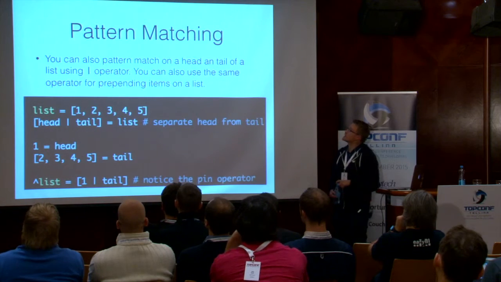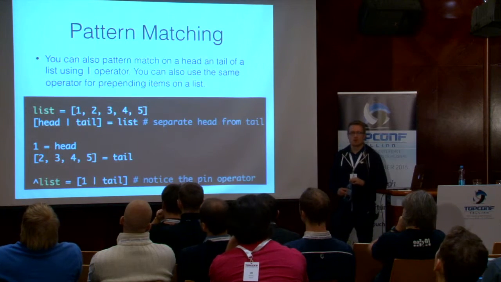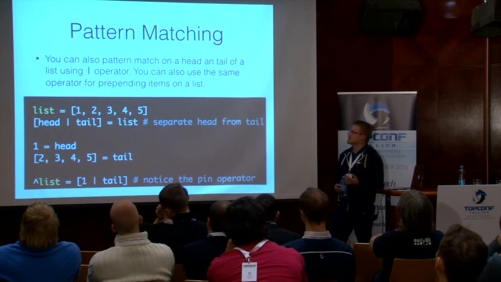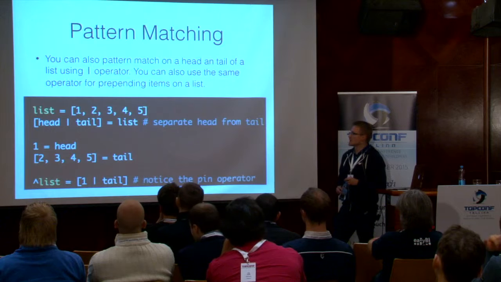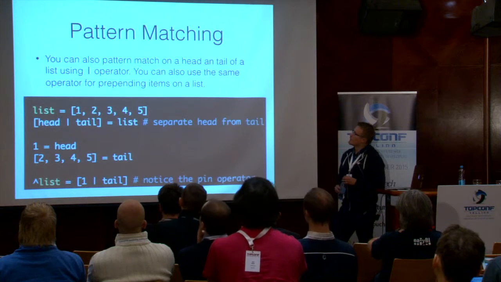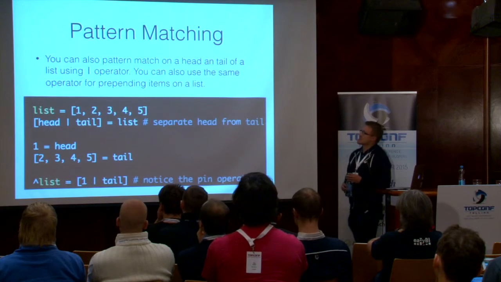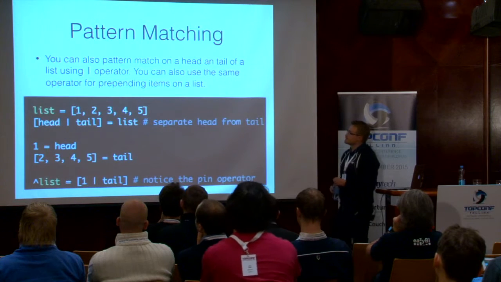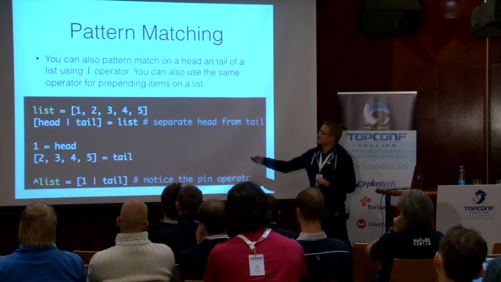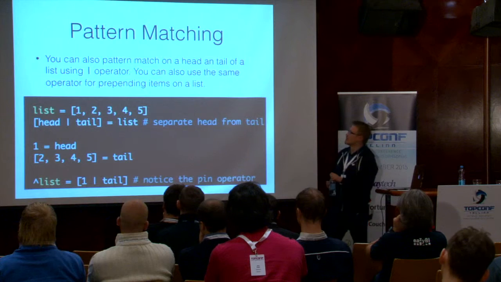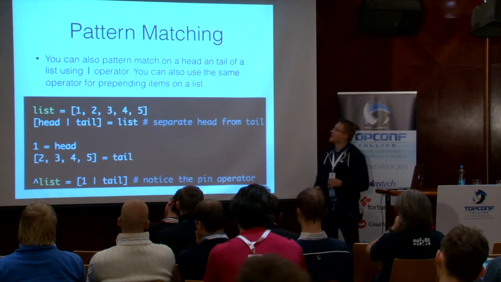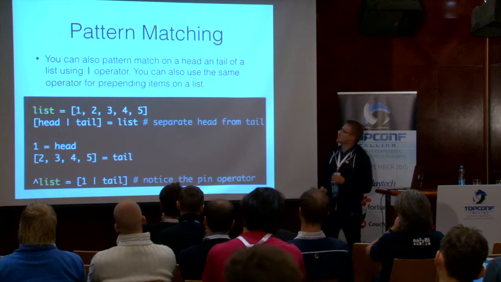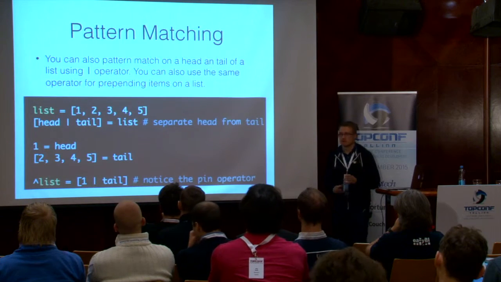Still more about pattern matching. It's a really core concept, and it's used widely, pretty much everywhere in programming Elixir. You can pattern match the head and the tail of a list using a pipe operator, or vertical bar character. And you can also use the same operator for prepending items to a list.